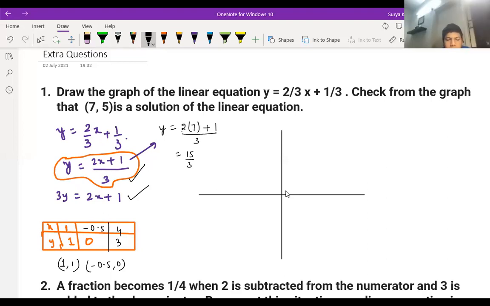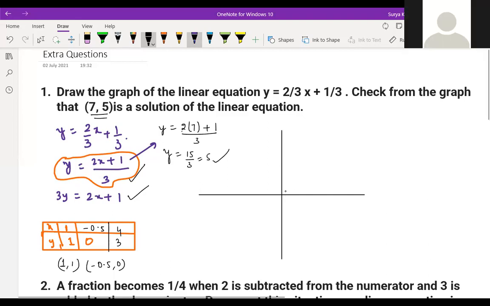Sir, how would we show this with a graph? Like, how would we show it if we had a graph? Wait, I'm telling you. First I'll make the graph. See, by the help of algebra, we got 5. It means it is a solution of the linear equation, correct? Yes, sir. Like that I can do, but then I want to know from the graph. Yeah, now graph I'm telling you.